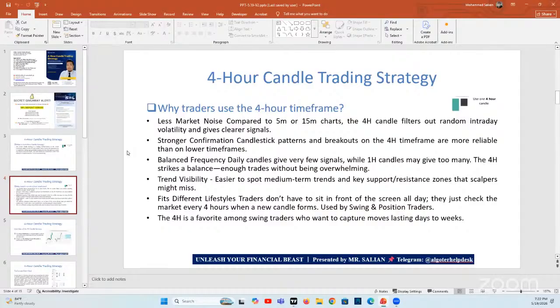The 4 hour is a favorite among swing traders who want to capture moves lasting for days, 2 weeks. So that's why traders love the 4 hour time frame. Even me, I'm liking the 4 hour also. If I want to know the bias, I will definitely check the 4 hour time frame.